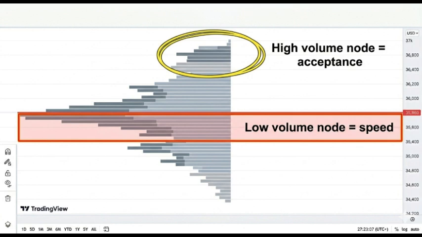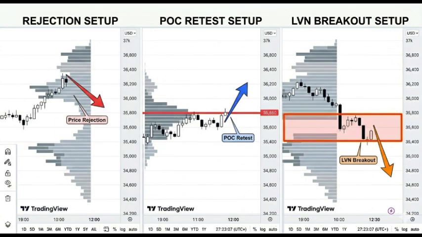This is why HVNs and LVNs are so useful. HVNs can give you areas to watch for consolidation, reaction, and range behavior. LVNs can give you areas to watch for breakout acceleration or sharp rejection. If I were teaching this in a simple and practical way, I would focus on 3 setups.